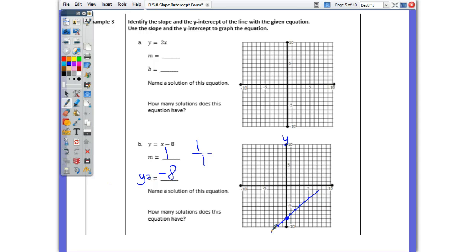Somebody give me a solution to that one. Any solution? 3, negative 5, did I hear? 3, negative 5. Does that work? This is my x, my y. If I put 3 in for x and negative 5 for y, does that work? Does negative 5 equal, what's 3 minus 8? Negative 5. Do they equal each other? Yep, so we obviously did something right there.